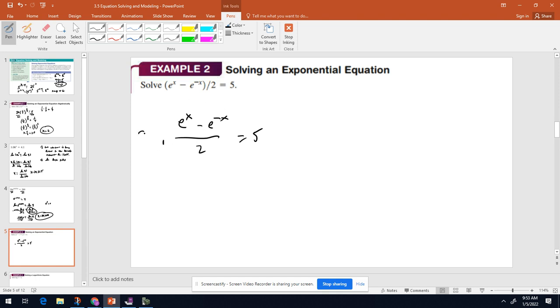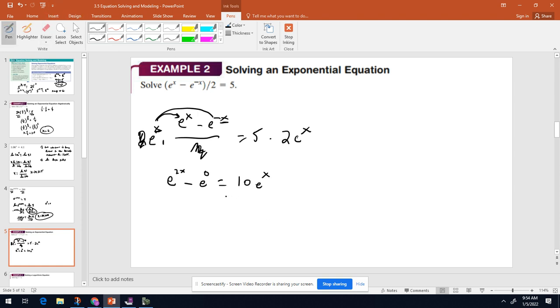So I'm going to multiply both sides by 2 e to the x. Why did I choose 2 e to the x? Because it's going to get rid of my fraction. And then I've got to distribute this to both. E to the x times e to the x is e to the 2x. E to the x times negative e to the negative x is negative e to the 0, right? We're adding the exponents. And this is equal to 5 times 2 e to the x, which is 10 e to the x.